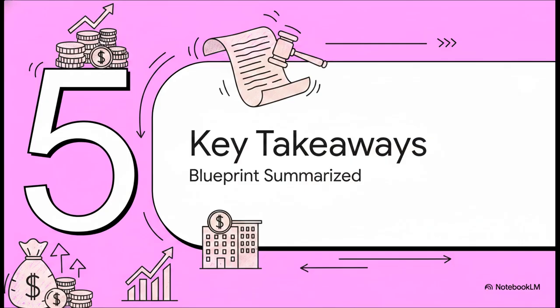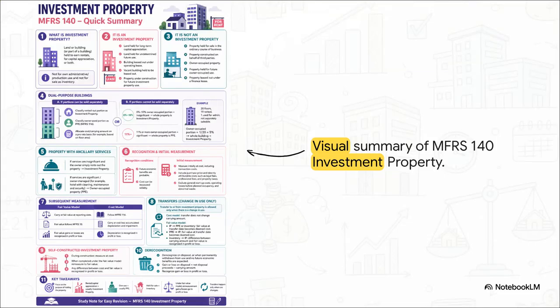Section 5, MFRS 14 Key Takeaways. Let's summarize the blueprint. This complete visual map derived from our source perfectly reinforces the entire journey we just took. Notice how focusing on the actual, verifiable purpose of holding the property acts as the compass. It drives every single accounting decision you make from day one.